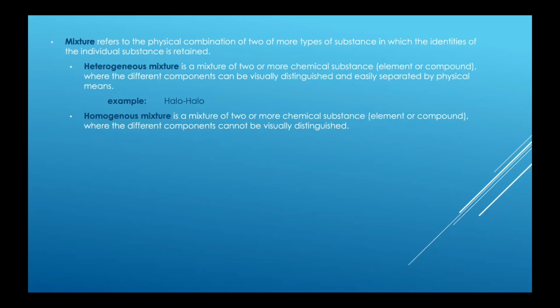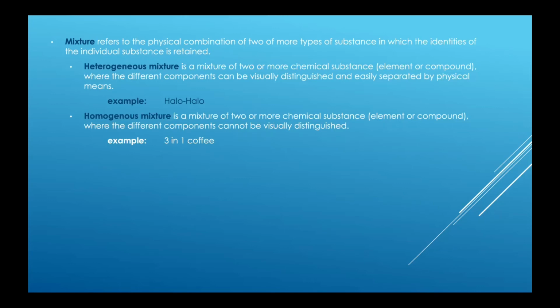The next mixture is the homogeneous mixture. It is a mixture of two or more chemical substances, whether element or compound, where the different components cannot be visually distinguished. So ito naman yung hindi mo nakikita pag pinaghalo mo na, hindi mo na ma-distinguish kung sino yung element na yun. So a good example of this is a 3-in-1 coffee. So a 3-in-1 coffee, you have the sugar, the creamer, and the coffee itself. Once you put it inside the hot water and mix it, hindi mo na alam kung alin dun si sugar, alin dun si coffee, alin dun si creamer. And plus, you don't have means to separate them. Hindi mo pwedeng paghiwa-hiwalayin yun in any physical means, diba?